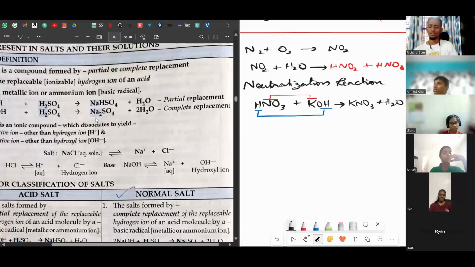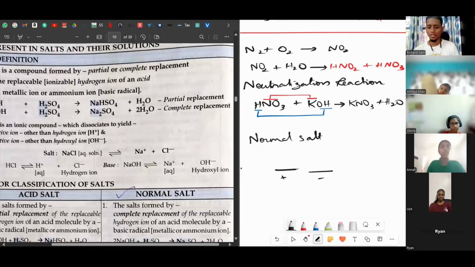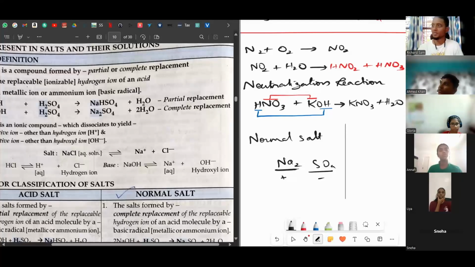Let me write it down over here. Normal salt. A normal salt has only two parts. That is the positive radical and the negative radical. So in this example here, Na2 is the positive radical, sodium, and the negative radical is SO4. This is the normal salt. But in the partial replacement, you get a different type of salt. What do you call that salt?